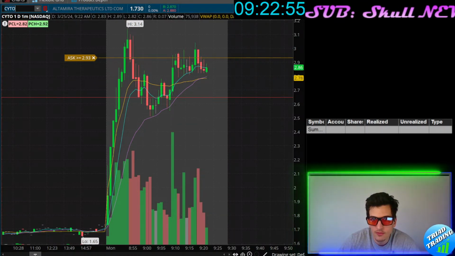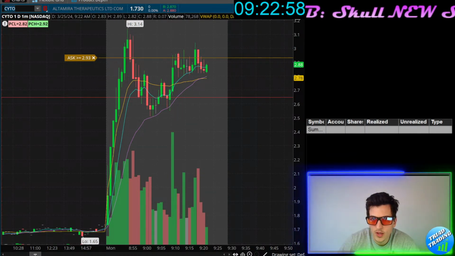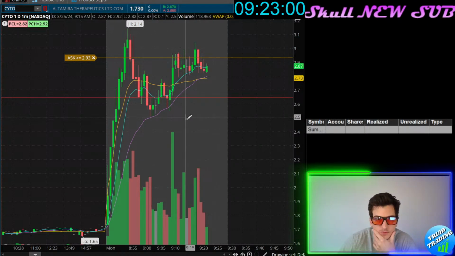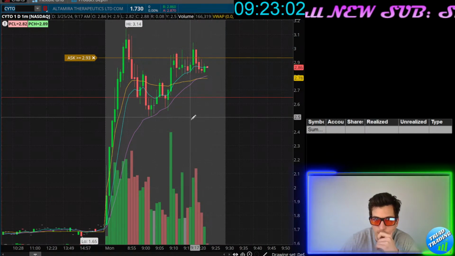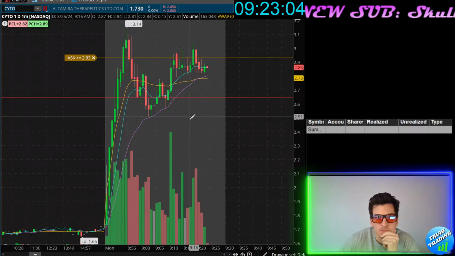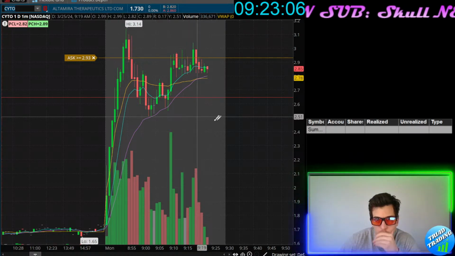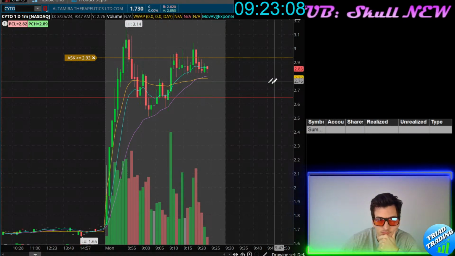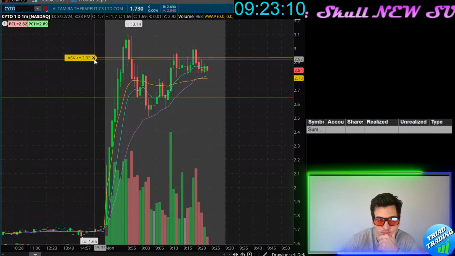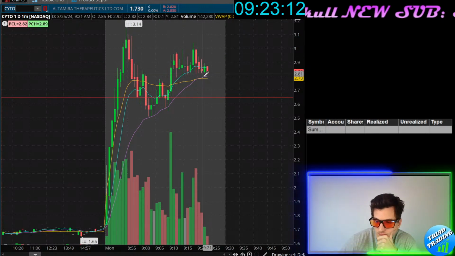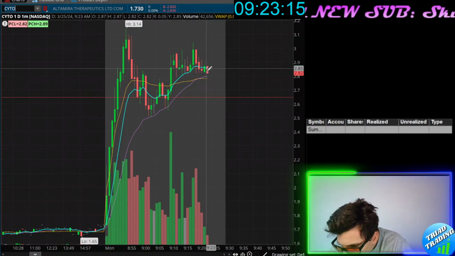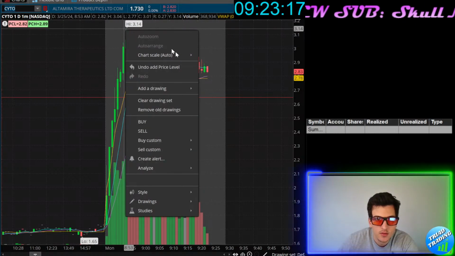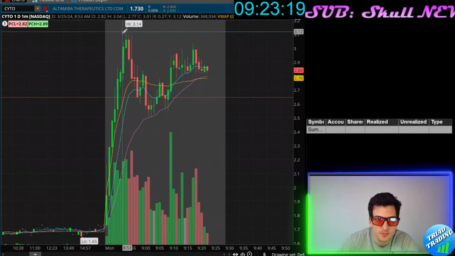Let's take a look how the level 2 is. So 1 cent spread. Volume's pretty decent. 2 cent spread. 4 cent spread there. I think a breakthrough 314 could be nice.